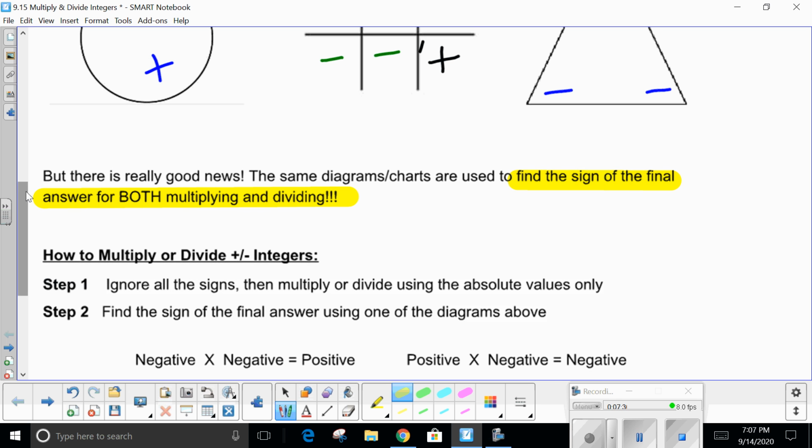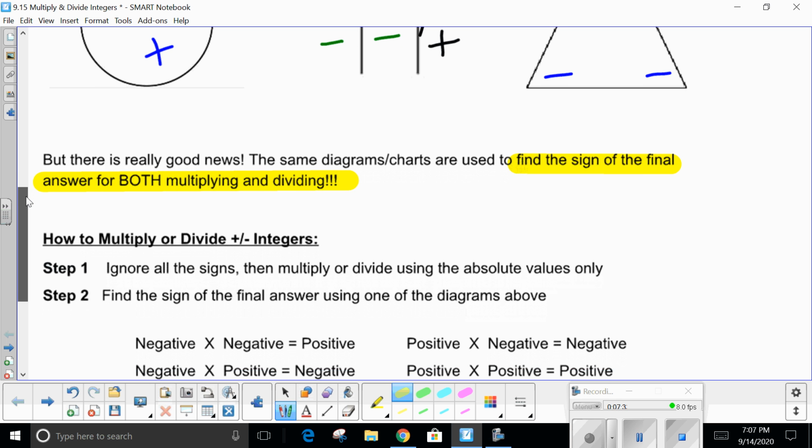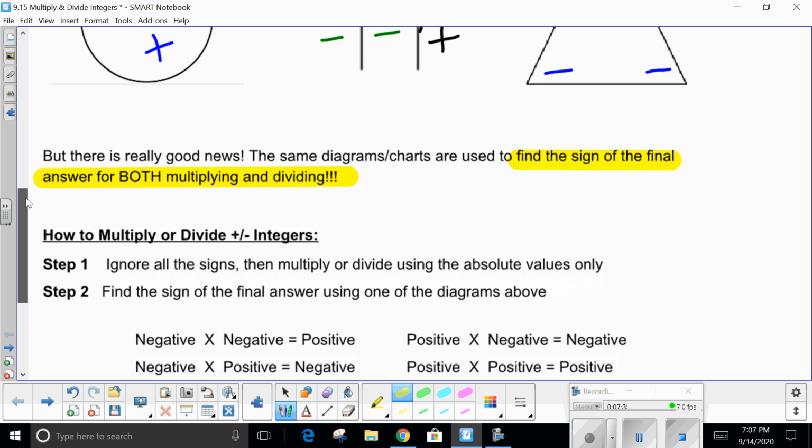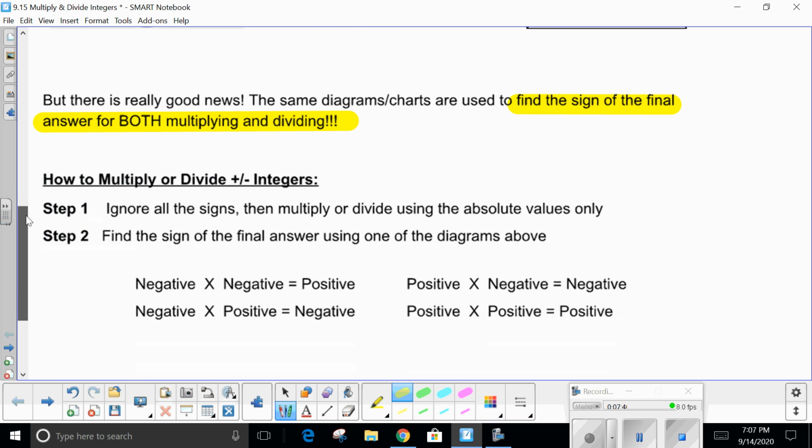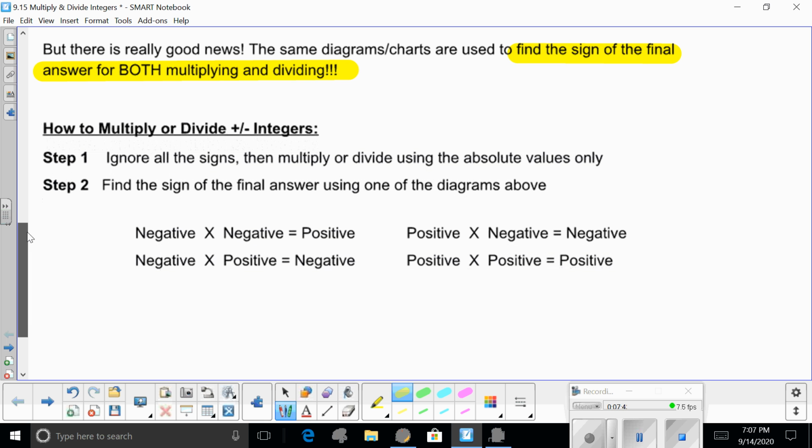Okay, so as long as you know how to multiply and divide, all we have to do is perform the operation and then go back and figure out what the sign is of our final answer. So for example, what if I had a problem that looked like this? What if I had -4 times -3?